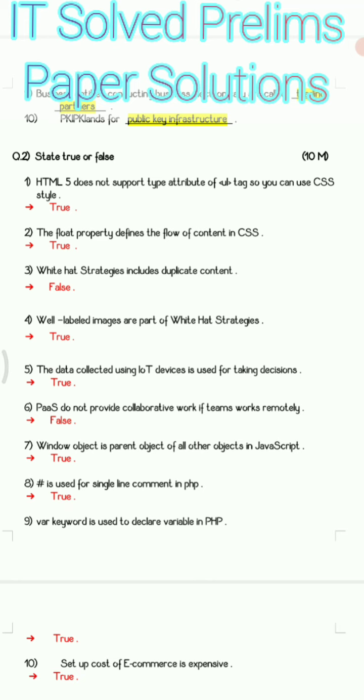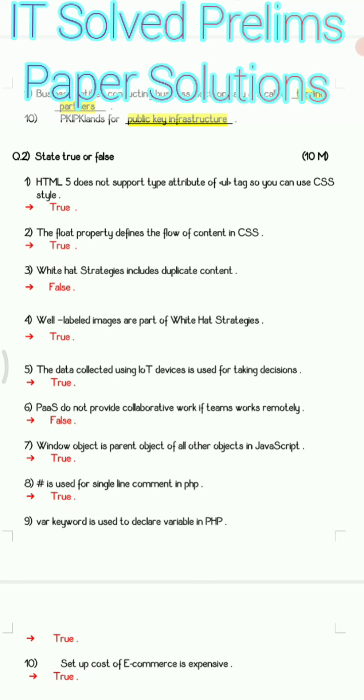Next we have, the float property defines the flow of the content in CSS. So this is again a true statement. After that we have, white hat strategies include duplicate content. So this is a false statement. It does not have duplicate content. Black hat manipulates SEO and it has duplicate content.